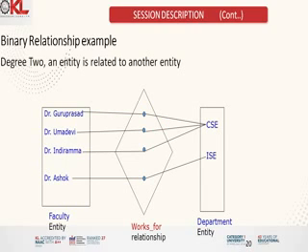So this is a binary relationship. Here there are multiple professors and multiple departments. The professor may work for one department.